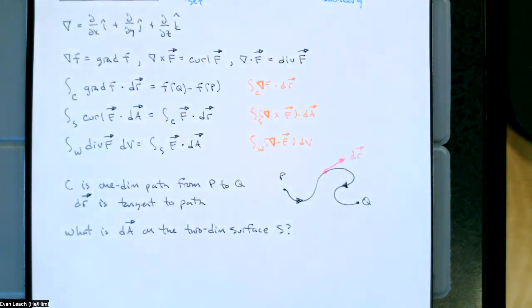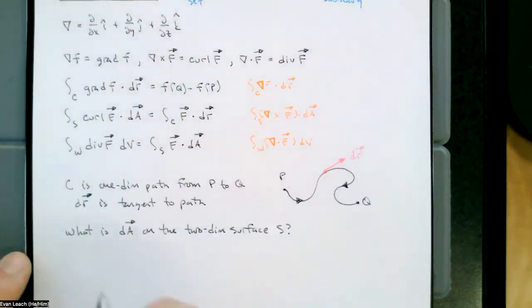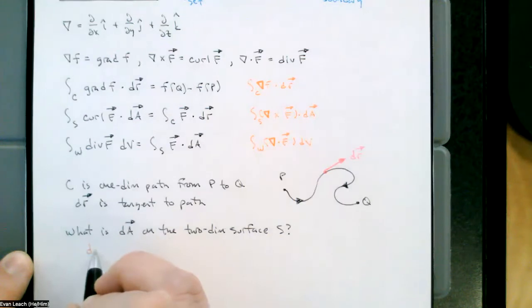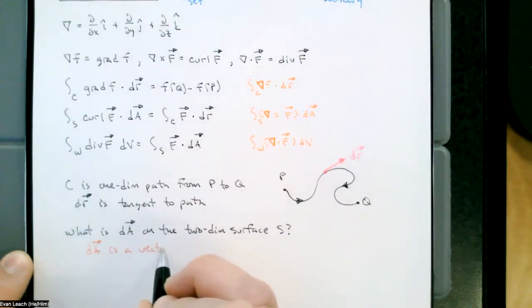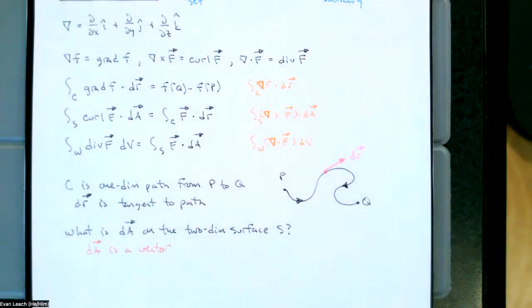So if we imagine a surface, we can't have dA be tangent to the surface like we had with a one-dimensional curve. Remember that tangent to the surface is going to be a plane. So dA is a vector. First we want to note that dA is some vector.